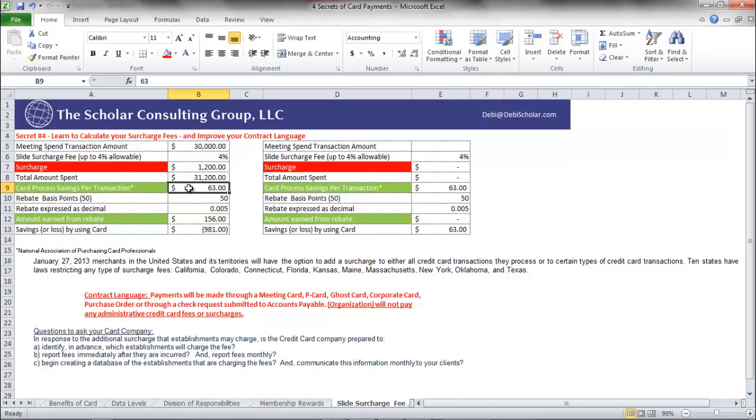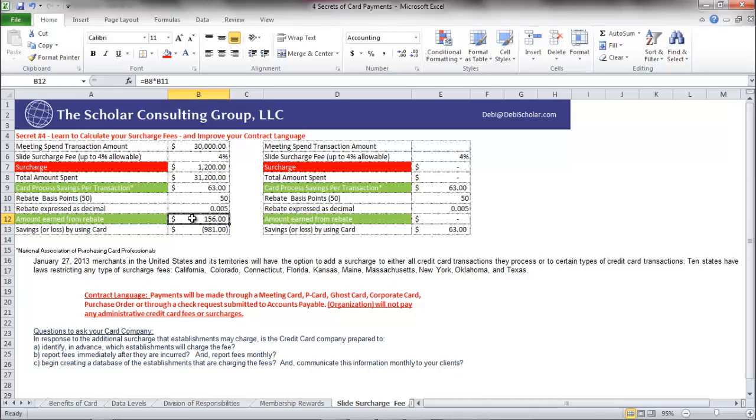Remember, too, that we will get rebates based on our spend. In this case, our basis points are 50, again, negotiable in your card contract. Our rebate will be expressed as a decimal, 0.005. So the rebate amount that we will earn from this transaction is $156. Yet, if we take the surcharge and the amounts that we get back, it's still a loss of using our card, which is not ideal. So we want to make sure that we do not use suppliers that charge that transaction fee.